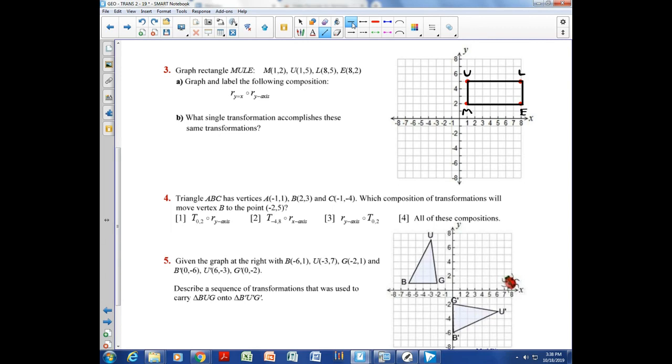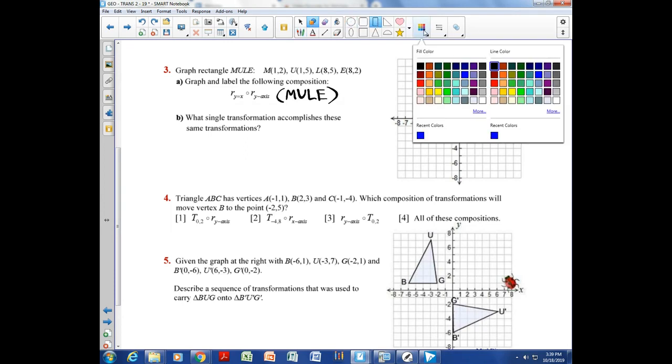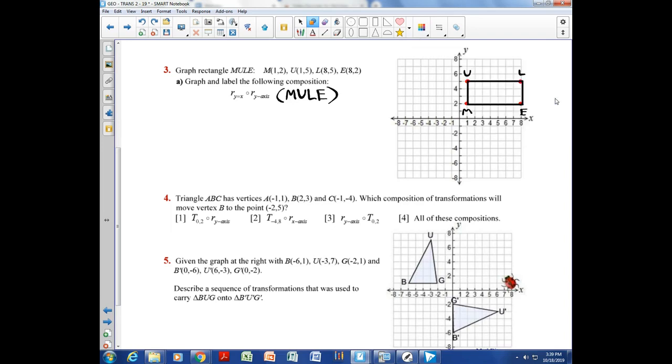Now graph and label the following composition. So really what they're asking us to do here is take M, U, L, E, and put each of the points through that composition, which means I'm going to work over here. So we're going to have 4 different problems. I'm going to get rid of this part of the question for a moment, just to give me some space here. Okay, so we're going to put 4 points.